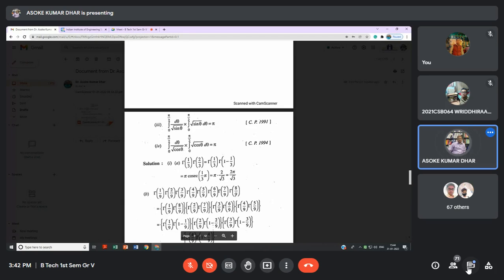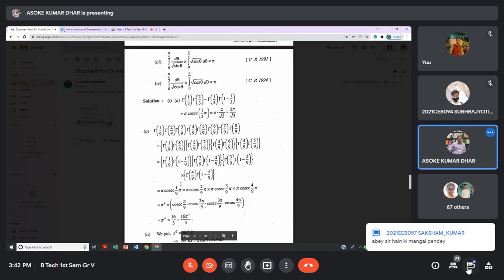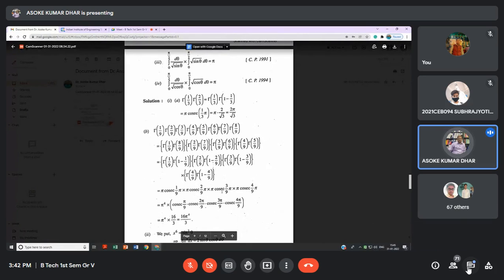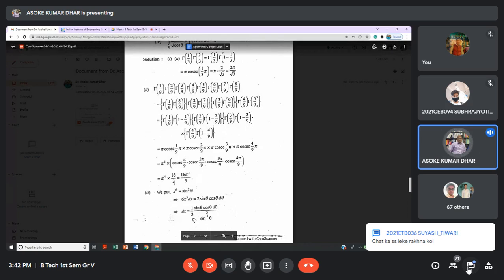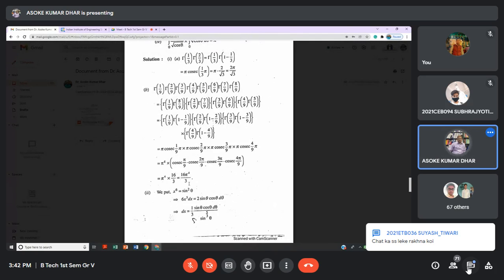Again this is equal to, you can rearrange this in this way: 1 by 9, 1 minus 1 by 9, and applying the above result, you will get this value. As we know that cosec pi by 9, 2 pi by 9, 3 pi by 9, 4 pi by 9, you have studied in the course. And its value is 16 by 3, and the ultimate value is 16 pi to the 4 by 3.